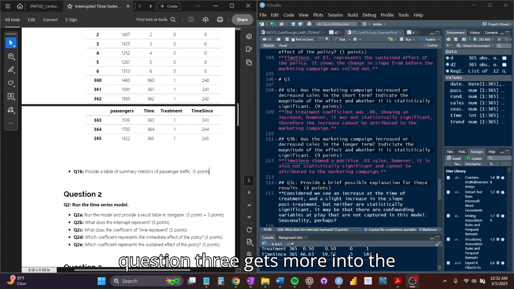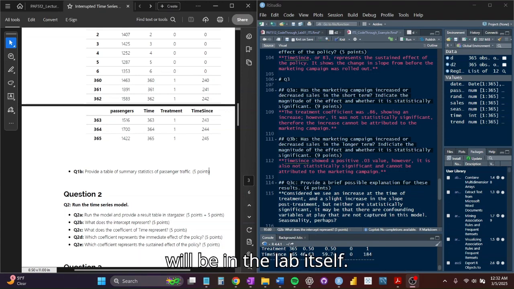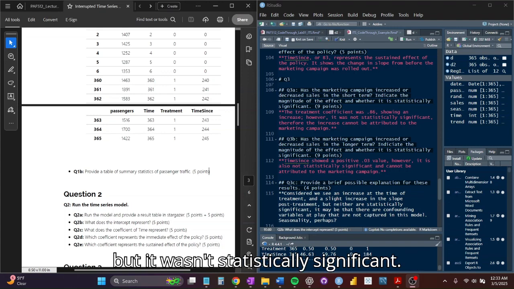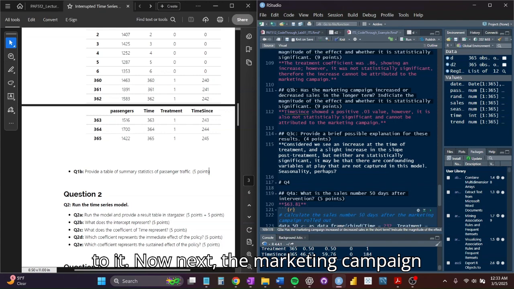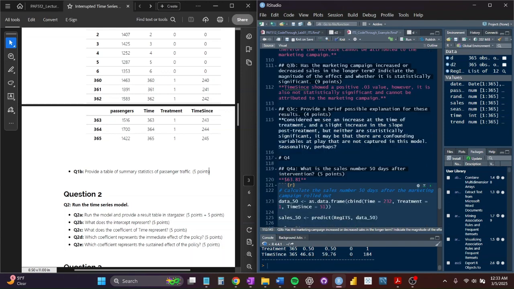Now, question 3 gets more into the interpretation and direct applicability of what your outputs will be in the lab itself. In the situation of this marketing campaign, our coefficient for treatment was not great. It was an increase, but it wasn't statistically significant, so it's difficult to attribute the effect to it. Next, did the marketing campaign increase or decrease sales in the longer term? That's looking at the sustained effect. In our case, no. Although there's a very, very small increase, it was not statistically significant, so we can't attribute it to the marketing campaign.